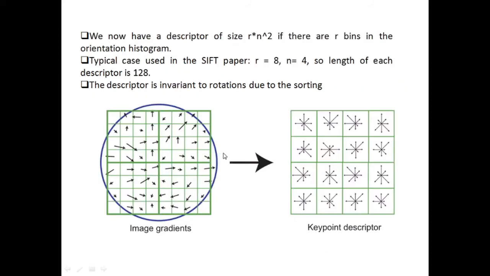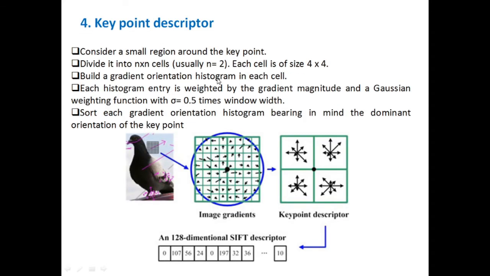Now by using this, I can still develop the gradient orientation histogram as we have seen in the last slide. Each histogram entry is weighted by the gradient magnitude and a Gaussian weighting function with sigma equal to 0.5, that is half times the window width. Sort each gradient orientation histogram bearing in mind the dominant orientation, because for the particular key point I only need to find the dominant direction.